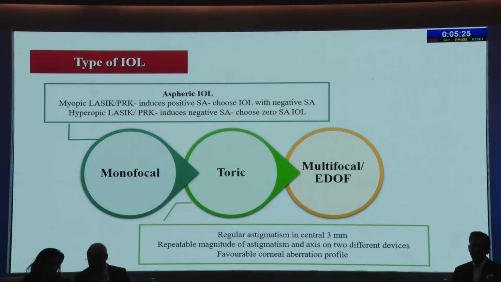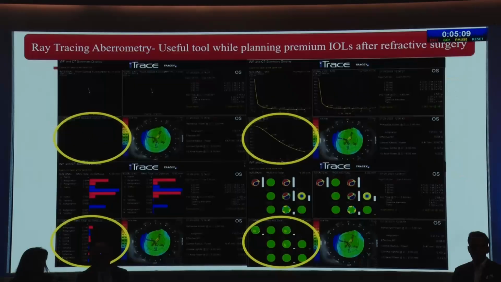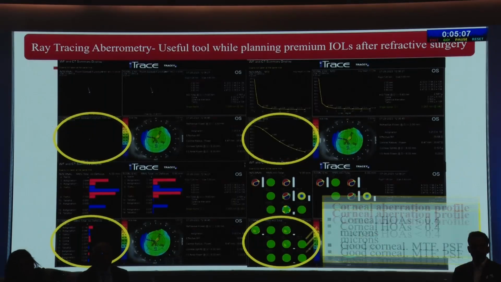Toric only if there is regular astigmatism with a repeatable magnitude and axis on at least 2 different devices. Multifocal and EDOF in LASIK and PRK, now it is being performed. In post-RK, please avoid. In cases with minimal higher order aberrations and a regular surface in post-LASIK and PRK, you still can't get away with a multifocal IOL.